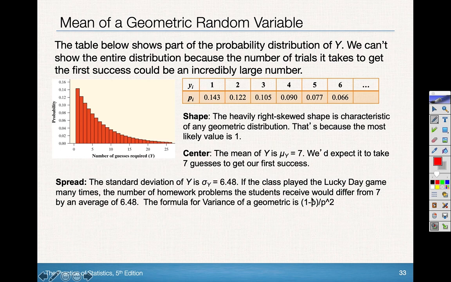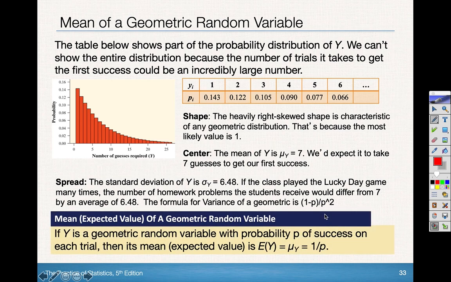Here's the formula for variance of a geometric distribution. It's 1 minus p divided by p squared. So the standard deviation is the square root of that. So, moral of the story, we get our formulas right here. We have our standard deviation, which is the square root of 1 minus p over p squared, and we have our expected value, which is 1 over p. 1 over p is our expected value for geometric.